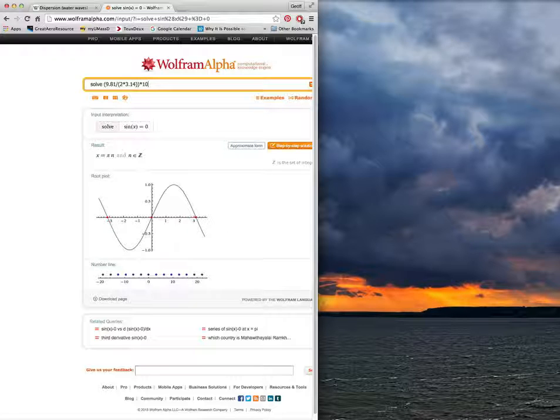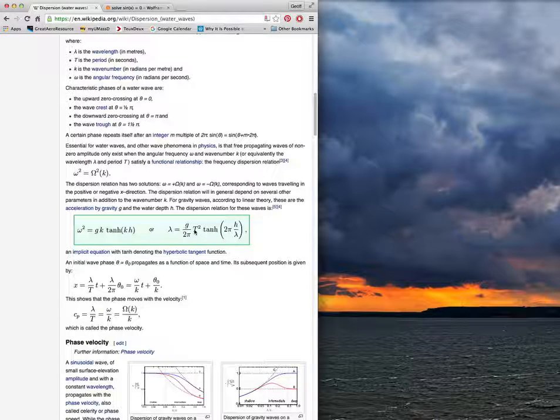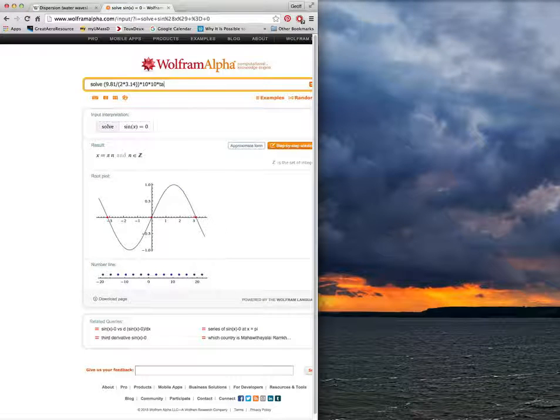So I'll say 10 times 10. That's 10 squared, here the period squared, then hyperbolic tangent of 2 pi h over lambda. So let me come back here, times the hyperbolic tangent, which I'll assume is tanh in Wolfram, 2 times roughly pi again, times the depth, which I'm going to say is 1,000 meters, divided by lambda.